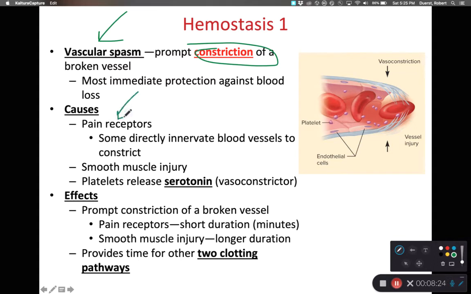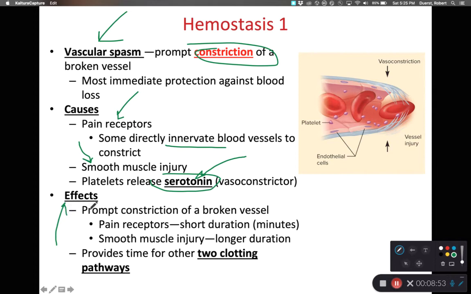What causes the vascular spasm? We have some pain receptors that can directly innervate or directly send electrical signals to the smooth muscle of the blood vessels. If we have any injury to the smooth muscle, the tissue reacts by constricting, and the platelets themselves can secrete serotonin. In the brain, serotonin is a common neurotransmitter. In this context, in blood vessels, serotonin acts as a vasoconstrictor.